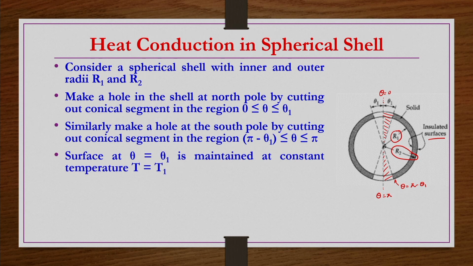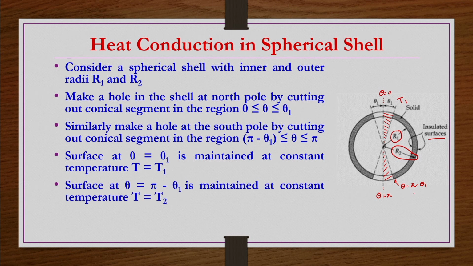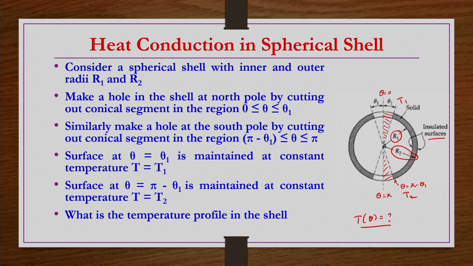The temperature at theta equals theta 1 is T1, and at theta equals pi minus theta 1, the temperature is T2. Since this is a spherical shell, these holes have been made. The remaining portion is insulated, and heat conduction is taking place in the theta direction. So, that temperature as a function of theta is what we have to find out now. What is the temperature profile in the shell?